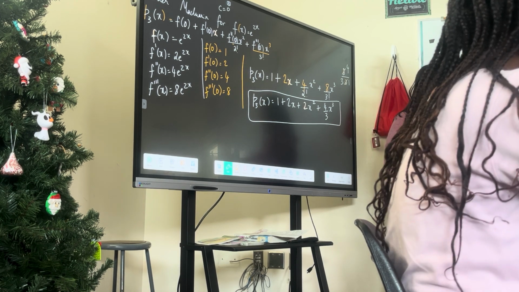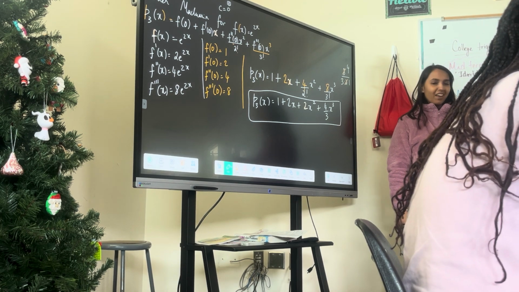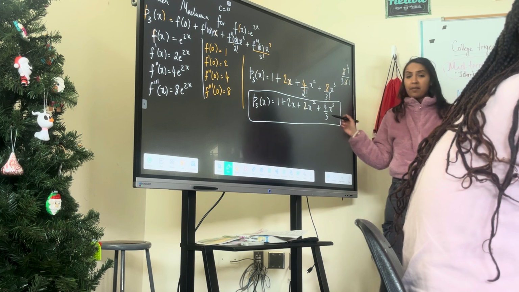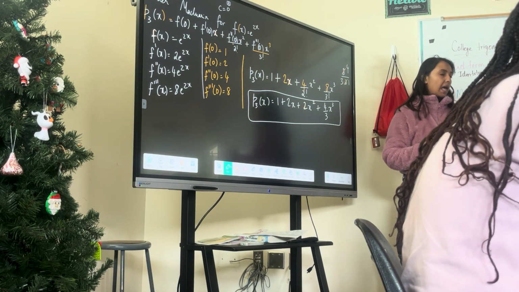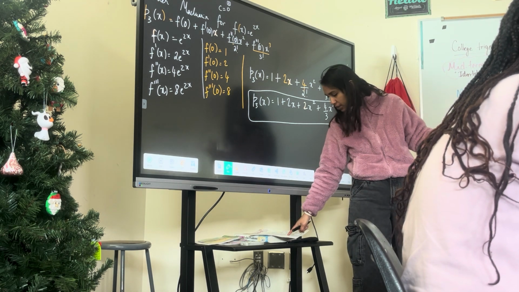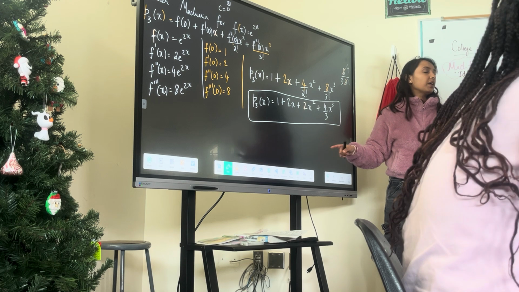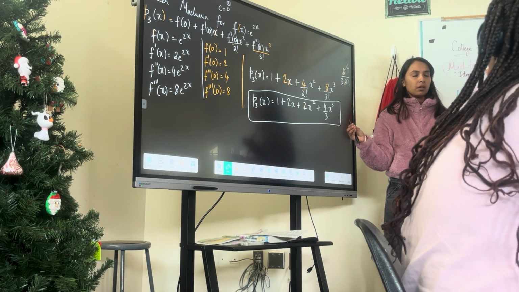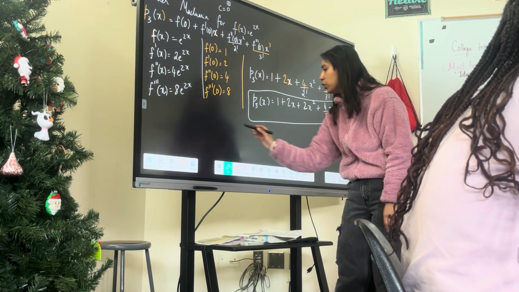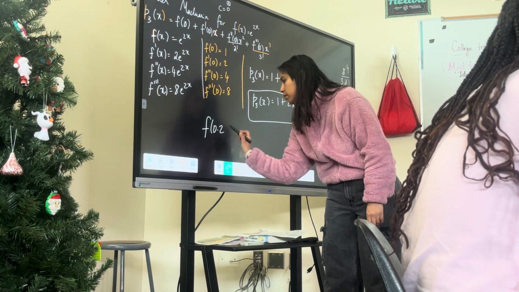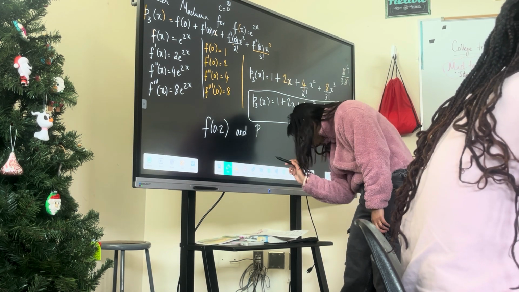Are you guys with me? No, you're not. Stop nodding your head. Okay. Now, we are going to use our calculator to get the value for this, and then we're going to use a polynomial expansion to figure out how close we are to the approximation. Okay? So it says evaluate f of 0.2 and p sub 3 of 0.2.